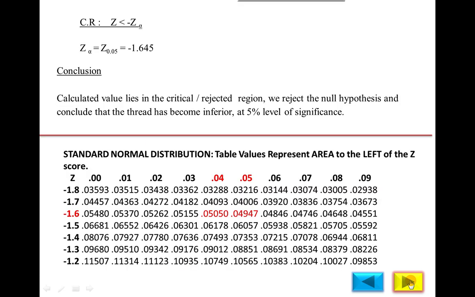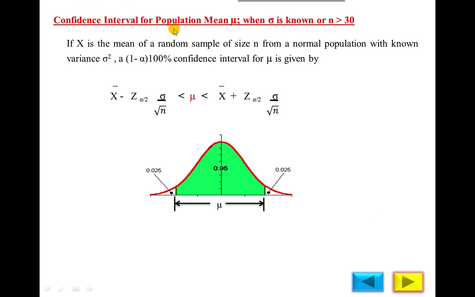Okay. Now next topic, confidence interval for the same condition, for population mean when sigma is known or n is greater than 30. The statement is the same: if x bar, this is x bar, the mean of a random sample of size n from a normal population with known variance sigma square. In the previous one we used unknown variance sigma square. Here, known variance sigma square, a 1 minus alpha 100% confidence interval for mu is given by.